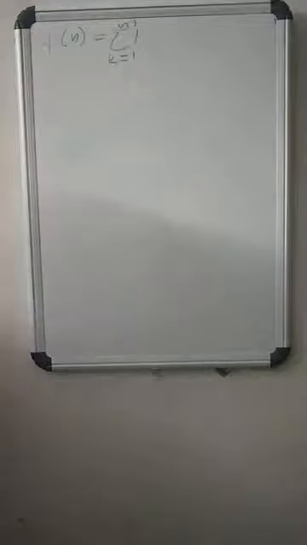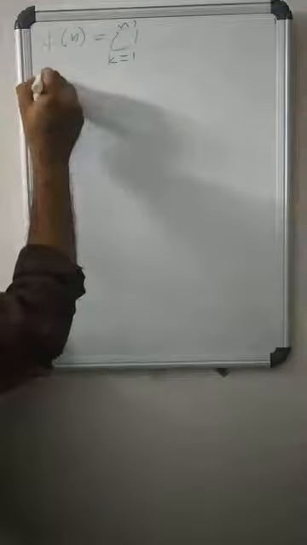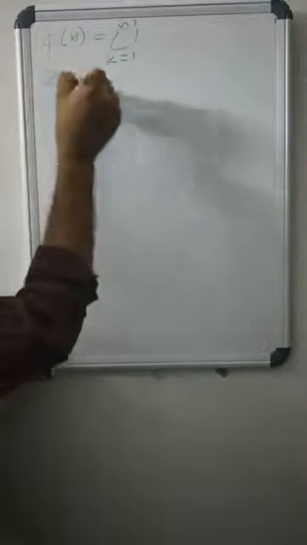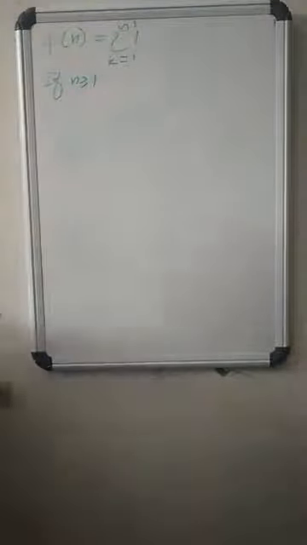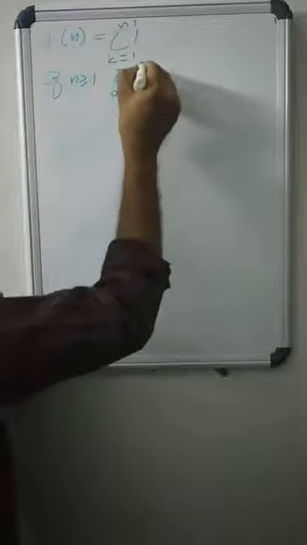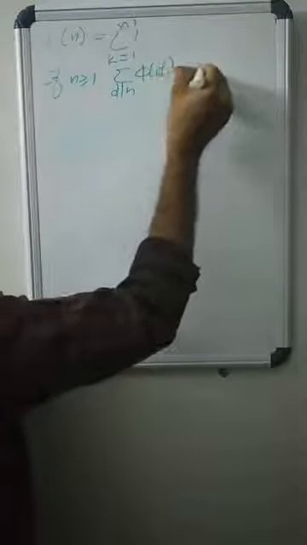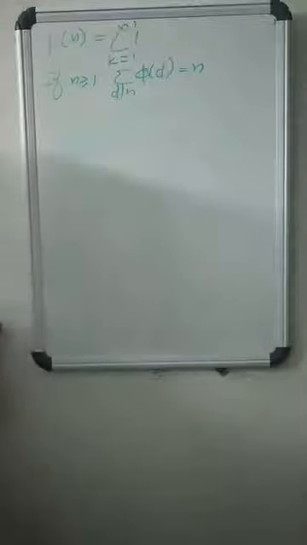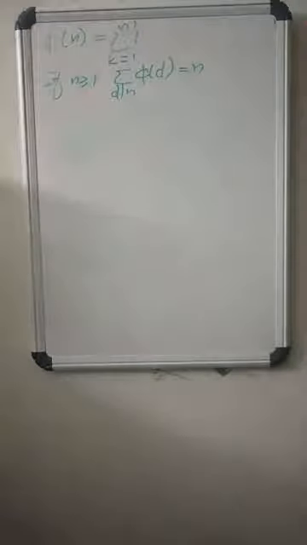Now there is a result. If n is greater than or equal to 1, we have the sum over d dividing n of phi of d equals n. This is the requirement: sum over d dividing n of phi of d equals n.